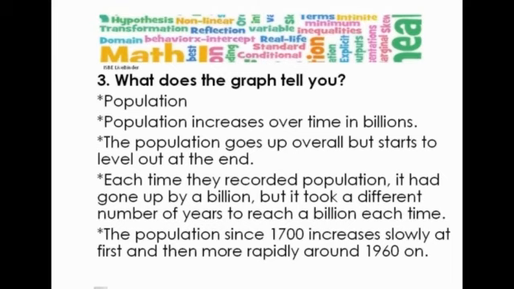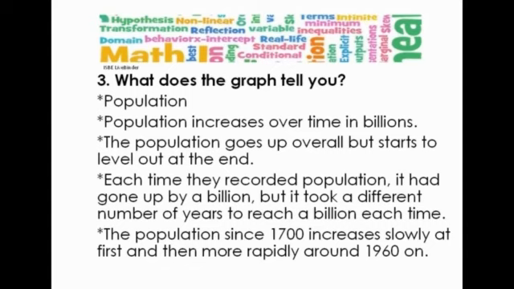These higher order thinking questions not only require them to have math knowledge, such as slope, increasing, and decreasing, but also to apply that to real life population, for example, and determine what the data means in the context of the real life situation and therefore interpret functions. So as you see, one student who was still working on putting responses together answered just "population." And another student answered that population increases over time in billions. Another student just interpreted what the graph was doing: the population goes up overall, but starts to level out at the end.